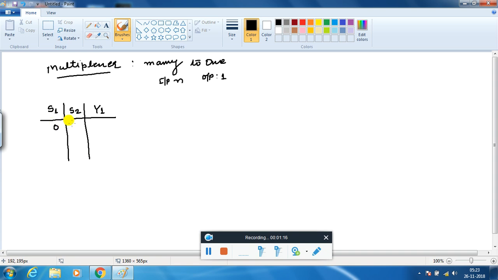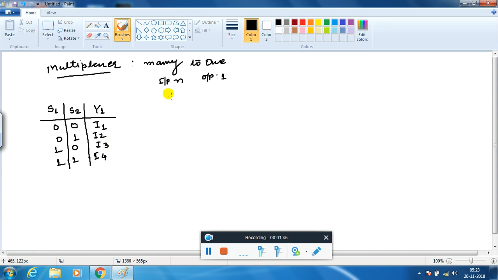When both inputs are 0, then we will get at the output I1. When 0 1, we will get another input, I2, at the output. If 1 0, then we will get the third, and 1 1, then we will get the fourth one. So we have two select lines, 4 input lines and 1 output.